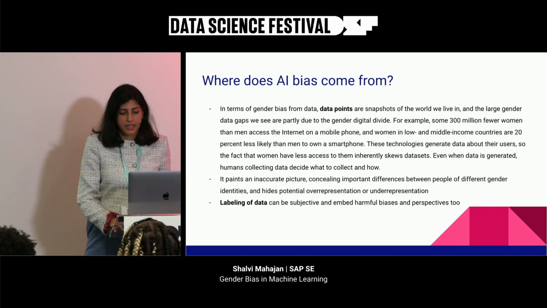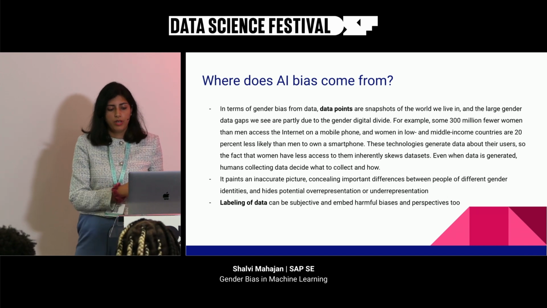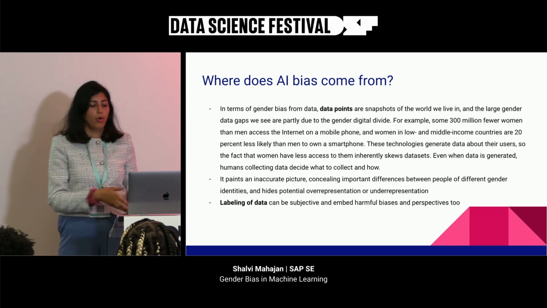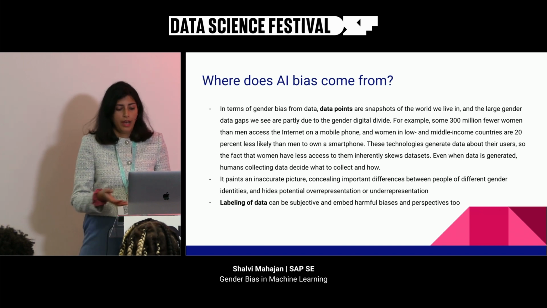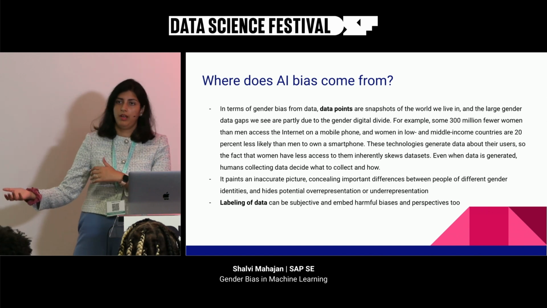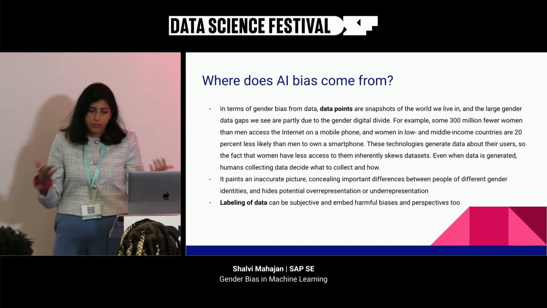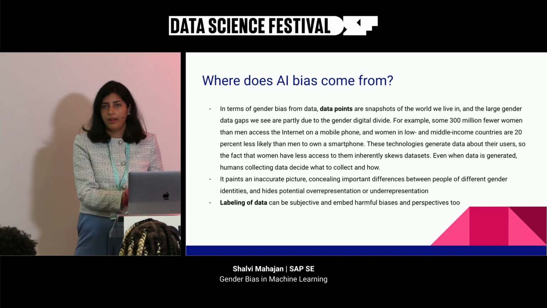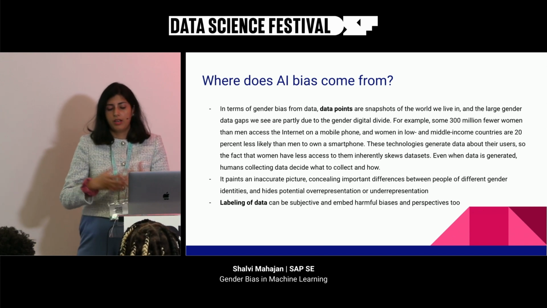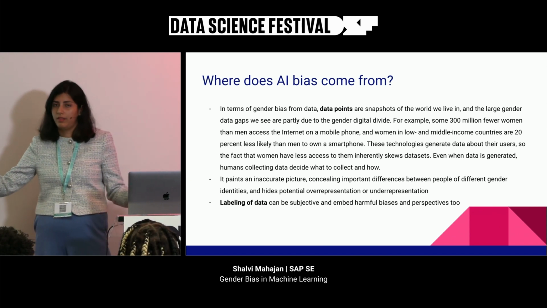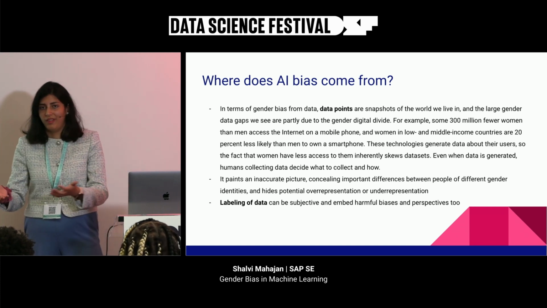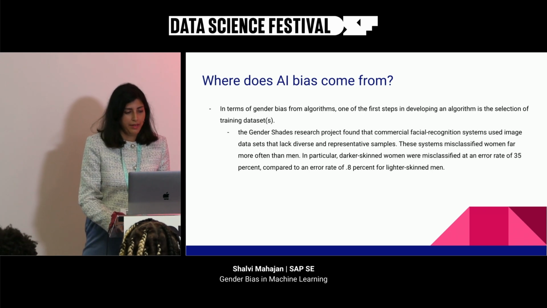So it definitely paints an inaccurate picture, concealing important differences between people of different gender identities, and also hides potential overrepresentation or underrepresentation. I also talked already about labeling of data, because you sometimes need the labeling of data to predict the targets. And if the humans doing that already have a biased nature, they will be giving us harmful biases and perspectives while labeling, and thus the model will predict whatever has been labeled. So the model will only do whatever you train it for, right? So it will give output based on that.